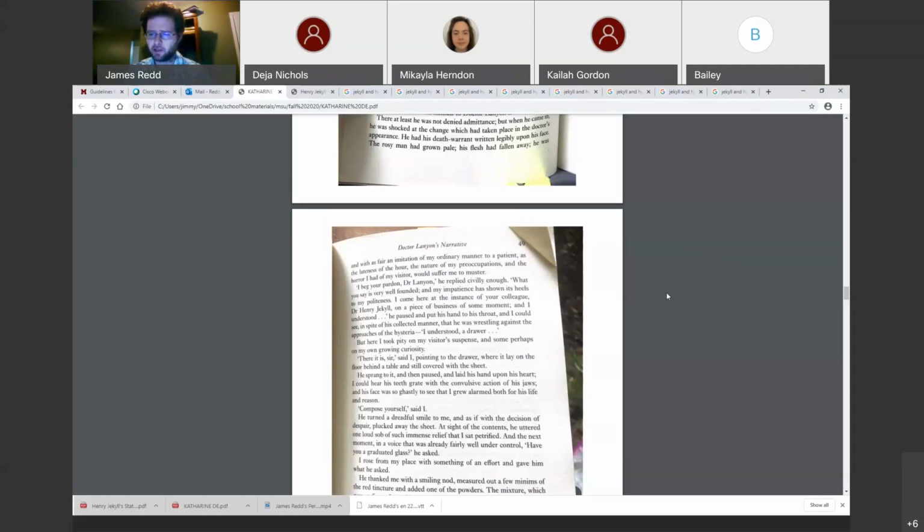Anybody else want to chime in on this idea of identity and the way that we perceive ourselves versus how others perceive us?